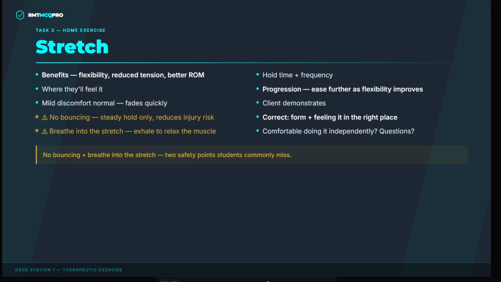Tell them how long to hold it and how often to hold it. For progression, a simple cue like, as this gets easier and your flexibility improves, you can go a little farther or hold it a little longer. Ask them to perform the stretch, correct their form if you need to, and make sure they're feeling it in the right muscle. Again, ask them if they have any questions and if they feel comfortable doing this at home.